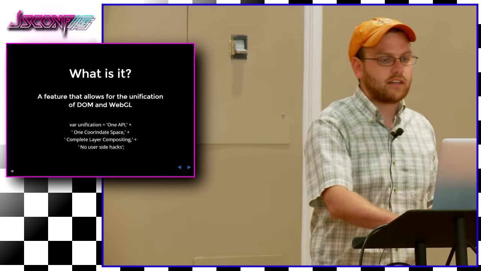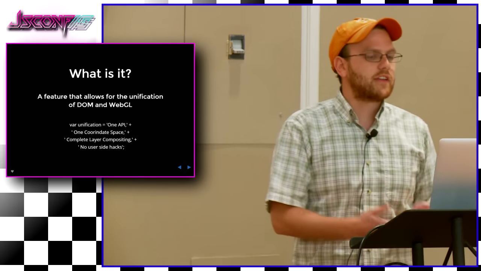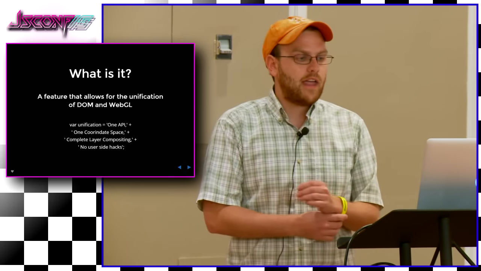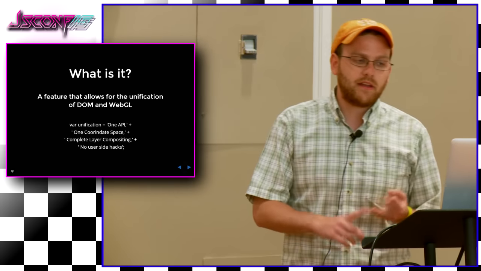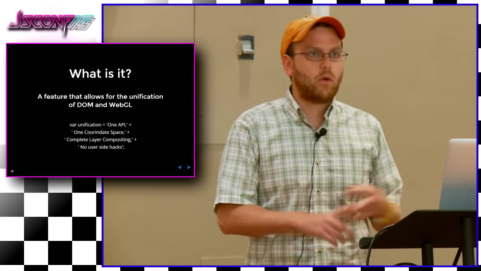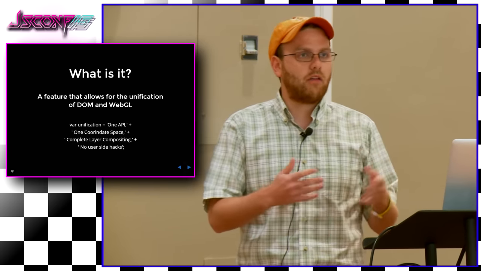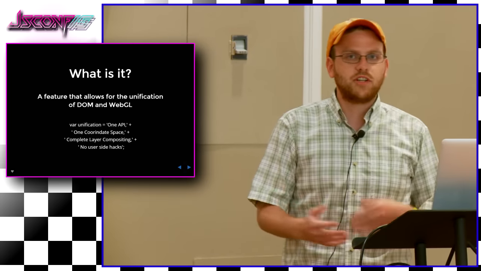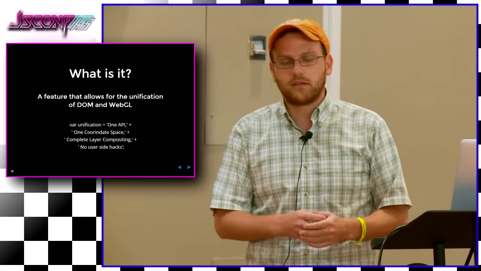What it is exactly is a feature of our new rendering engine that allows for the complete unification of DOM and WebGL. And by unification, I mean there's a single API, there's one coordinate space, there's complete layer compositing, and there's no user-side hacks. So one API: I move things around in space, and all of these things affect both DOM and WebGL. I don't actually have to care about how they fit into the system differently.